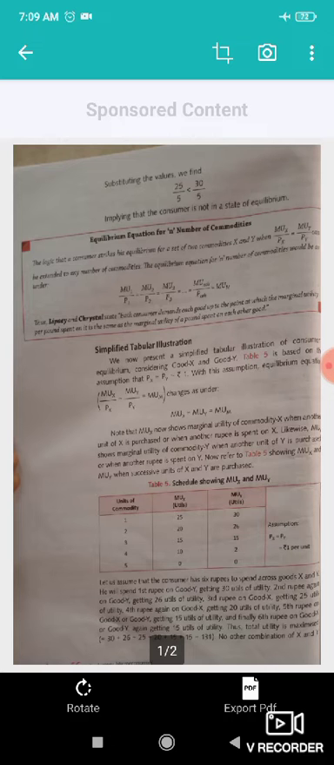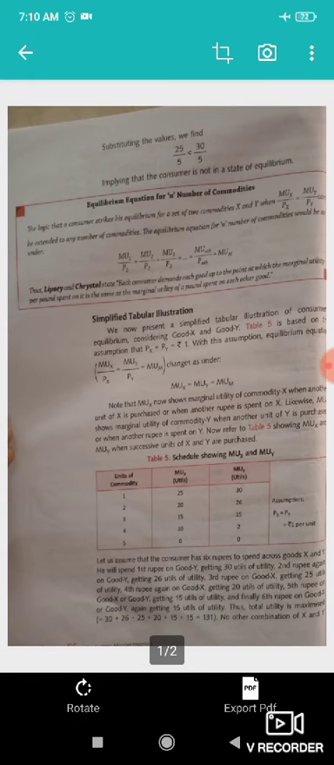We now present a simplified tabular representation of consumer equilibrium considering good X and good Y. It is based on the assumption that Px is equal to Py is equal to rupees 1. With this assumption, the equilibrium equation, that is MUX upon PX is equal to MUY upon PY is equal to MUM, changes as under: MUX is equal to MUY is equal to MUM.